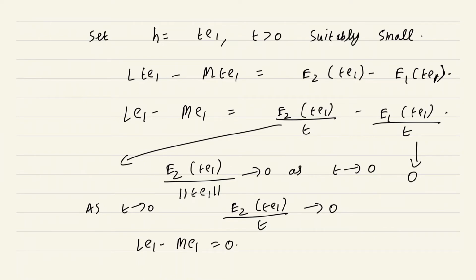There was nothing special about e1. The same proof works for the other standard basis vectors. So in fact, this concludes the proof that Lei is equal to Mei, which just means that L is equal to M, because our linear functional is determined entirely by its behavior on a basis. Okay, so the derivative is unique.